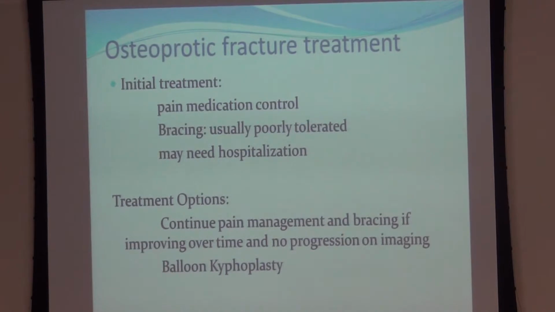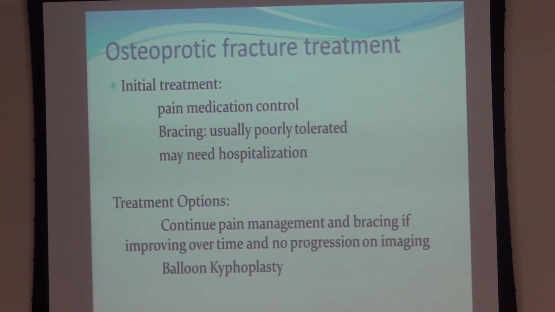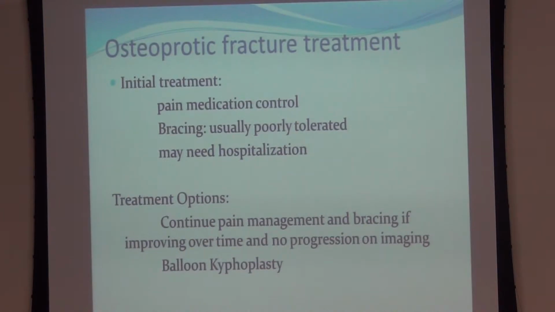With an osteoporotic fracture, the initial treatment typically is pain medication for control. If the pain isn't too severe, you can just give them some pain medication, and we can see them as an outpatient and decide how to treat these folks. Usually bracing is extremely poorly tolerated in these individuals. As far as compliance in older folks, it's really hard to get them to wear a TLSO brace. Also, with their deformities adding up over time, it's very hard to fit them in anything appropriate. So usually all you're doing is pain medication control for these folks. Obviously, you have folks that may be in so much pain that you have no choice but to hospitalize them and give them IV medication for pain control.